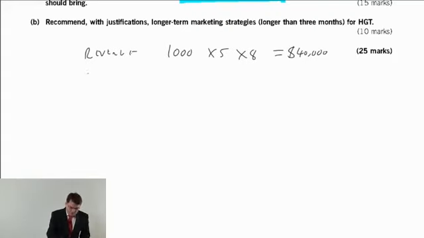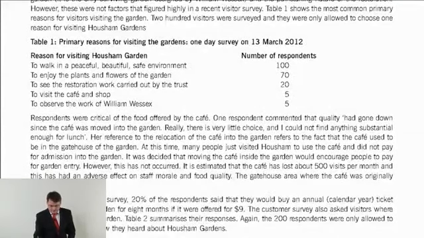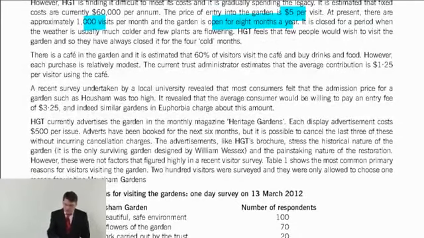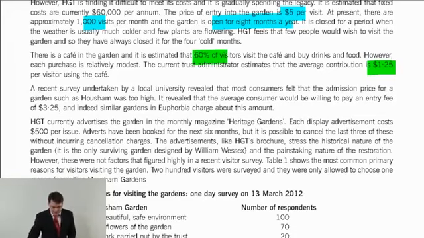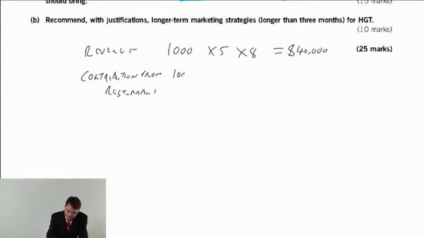But they also get contribution from the restaurant. It says that the average visitor generates $1.25. 60% of visitors go to the cafe. I think I've written restaurant instead of cafe. Not that it matters. So we've got 1,000 people per month, 8 months, so that's 8,000 visitors.